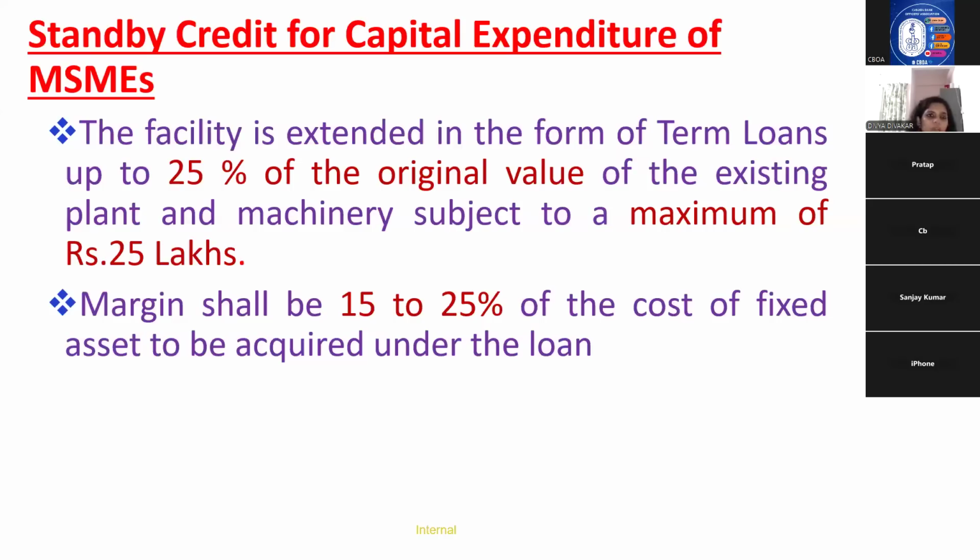Again, a standby credit will be sanctioned and kept in the form of term loans, and that will be 25% of whatever is the existing plant and machinery value, to a maximum of 25 lakh. Margin shall be between 15 to 25% of the cost. Even though it is sanctioned and kept as a standby credit, we have to disburse it, right? So whenever we want to disburse, we are supposed to take a margin, and margin will be 15 to 25%.